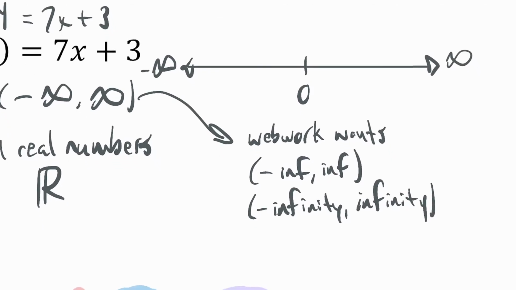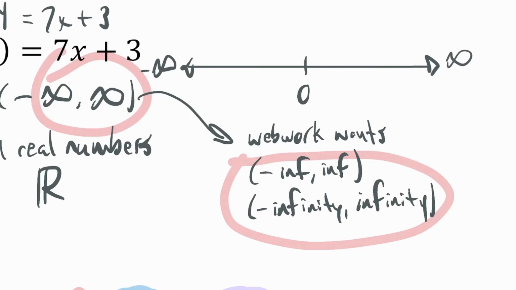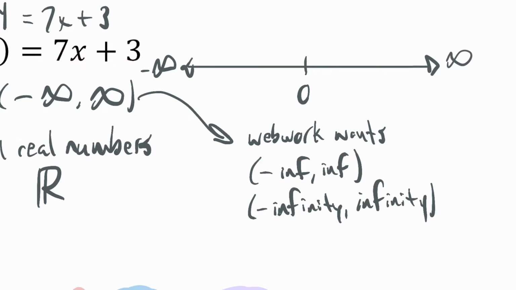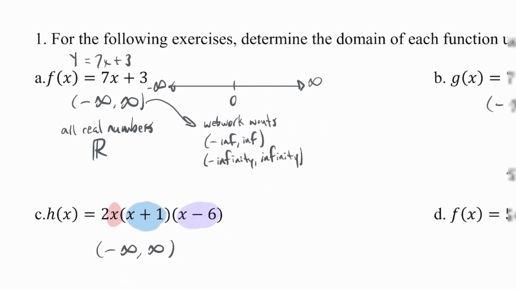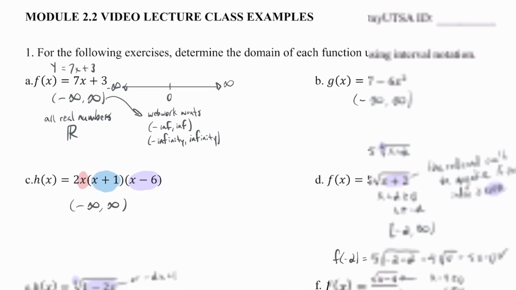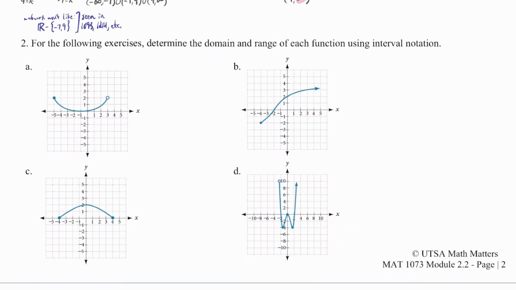What you should not do is on a benchmark write one of these. Just write the infinity symbol. Don't write inf or infinity in a word. Use the symbol for infinity on a benchmark. So let's go look at the next one.